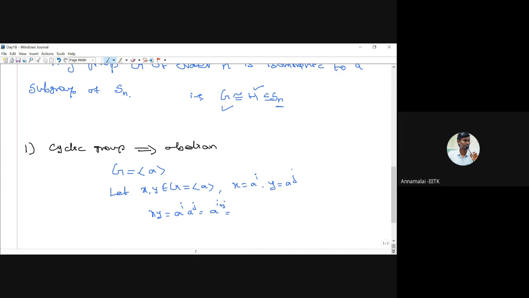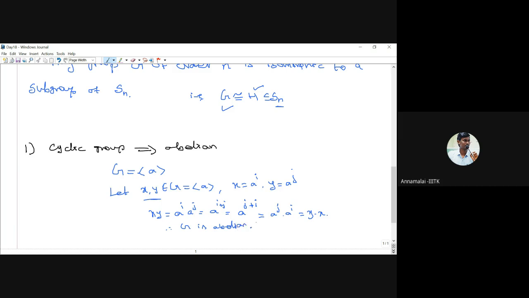But i and j are integers, and we know that the integers under plus form an abelian group, therefore a power j plus i, because i and j commute with respect to addition. Now we can split a power j into a power j times a power i. But a power j is nothing but y, and a power i is nothing but x. Therefore, xy equals yx for all x. We started with an arbitrary pair of elements x, y that satisfies the commutative property. Therefore, G is abelian.